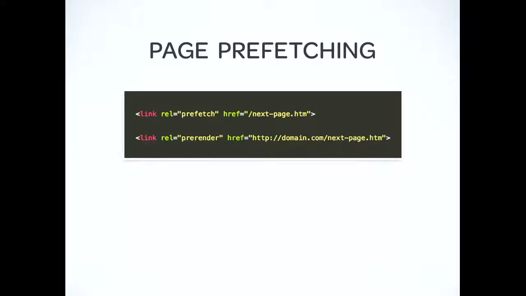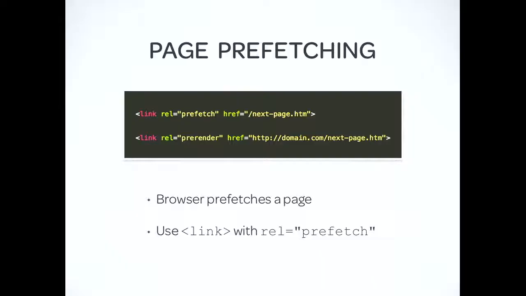With page prefetching, we can hint to the browser that a page should be prefetched in order to speed up the browsing experience of users. We can do that with a link tag and an attribute of prefetch. The browser then fetches the top-level resource of the URL we specify.